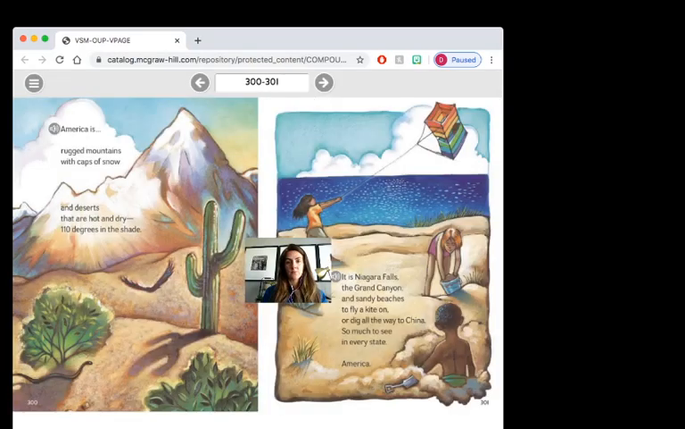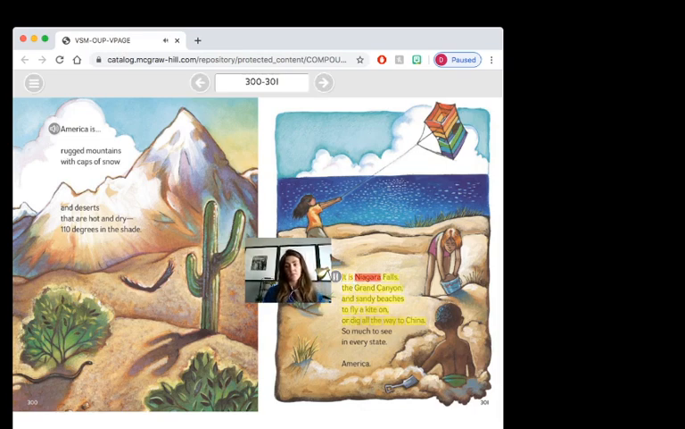Ooh, more beautiful pictures of scenery. Two different, right? You can compare and contrast without even reading first. On one page I see desert, on the other page I see a beach. Let's read about it. America is rugged mountains with caps of snow and deserts that are hot and dry, 110 degrees in the shade. Wow, 110 degrees in the shade. Look at the shadow that's being cast by that cactus. We learned about cactuses, didn't we? So America can be nice and cold on top of that mountain, or super hot.